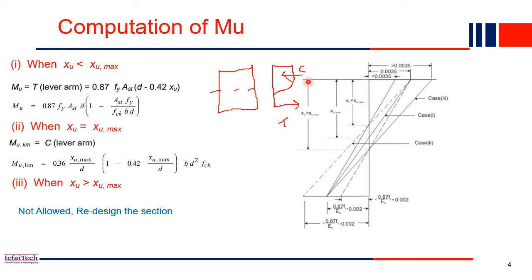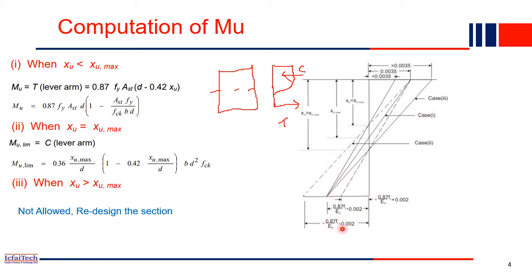How much is the force? Force is C, and the distance is C to T. This distance we call the lever arm, right? So moment Mu equals T into lever arm. Why T? Because here the first case is Xu less than Xu max. In that case, the steel will fail first, right? Concrete won't fail at all, because concrete can fail up to 0.0035, but steel has already failed in this case, when Xu is less than Xu max.